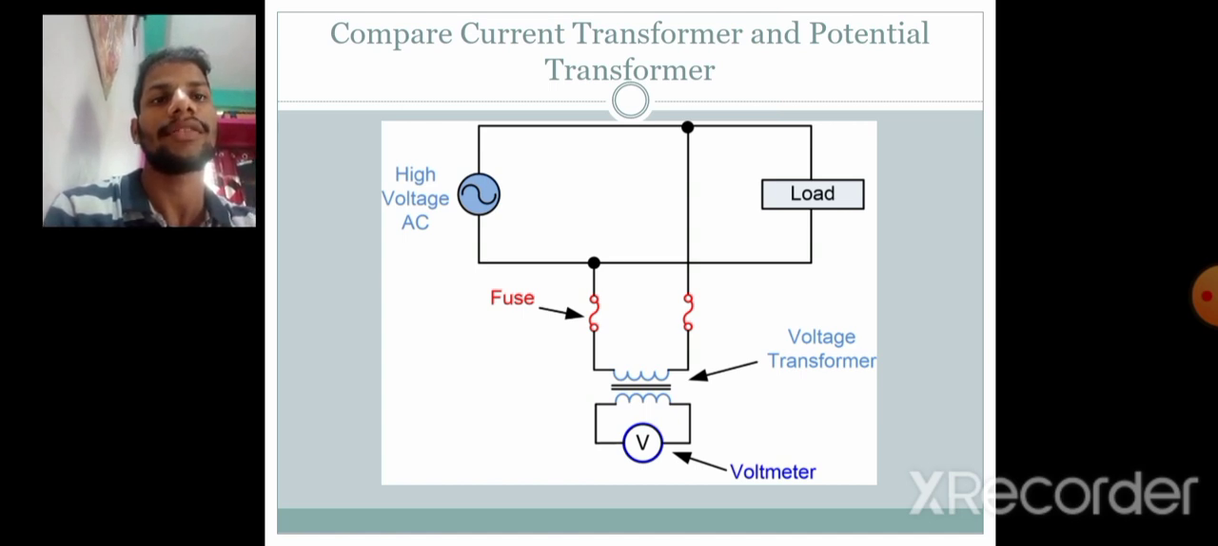And this is the circuit diagram of a potential transformer. It has a voltmeter, and we have a voltage transformer. In that we have placed the fuses to protect the component, and we are measuring the high voltage AC, and it is given to the load.